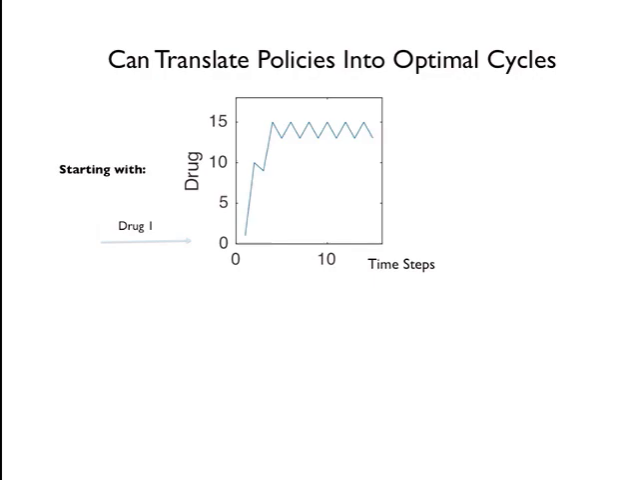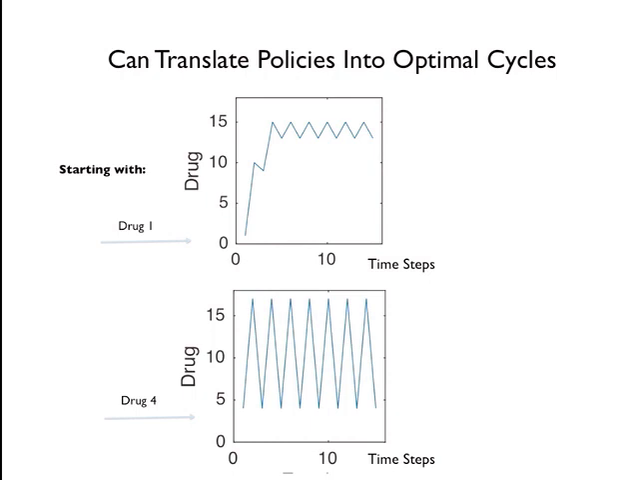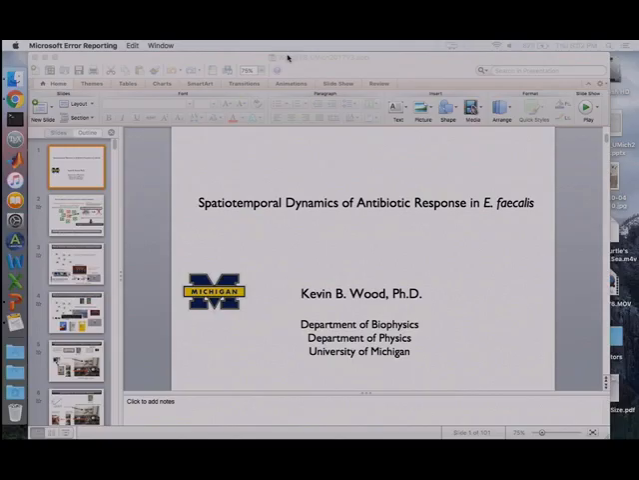So you can translate these policies into optimal drug cycles, starting with any drug. This is starting with drug 1. This is optimally how you would cycle over time based on our data. If you start with a different drug, the cycle can end up looking very different, based on these sensitivity profiles.